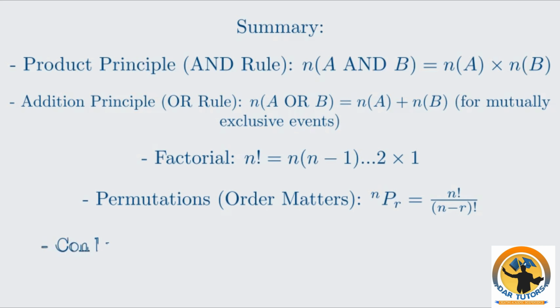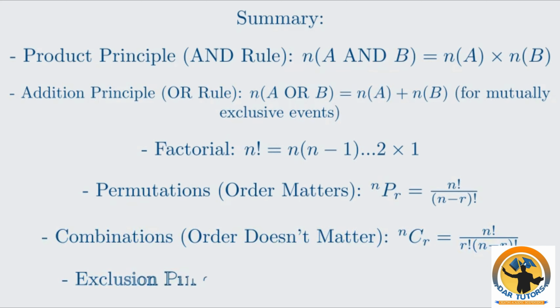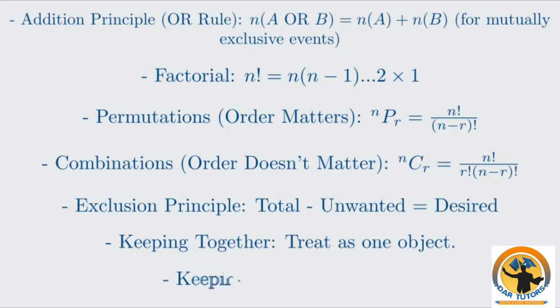We also learned about combinations, where order does not matter. The number of combinations of r objects from n is nCr, calculated as n factorial divided by r factorial times n minus r factorial. Finally, we explored two powerful strategies for dealing with constraints: the exclusion principle, where we subtract unwanted cases from the total, and the methods for keeping objects together or apart. You are now equipped to break down complex counting problems, apply the correct principles, and solve them systematically. Practice is key to mastering these techniques.